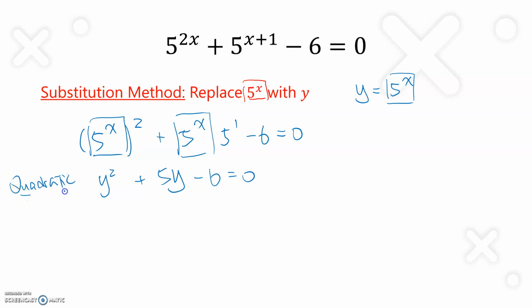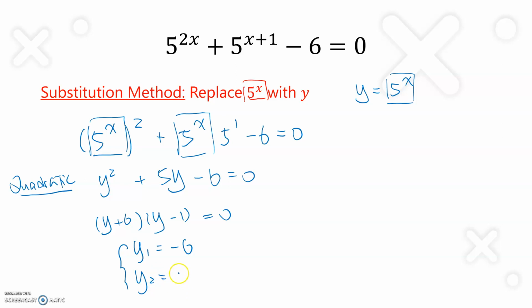To solve this quadratic equation, yes, you can apply the quadratic formula, but the easiest way is to factorize it. We can do y plus 6, and then y take away 1 will be equal to 0. Using the null factor law, we know that there will be two possible y values for this one. The first y value is going to be equal to -6. The second possible y value will be just 1. So this equation will come up with two solutions.